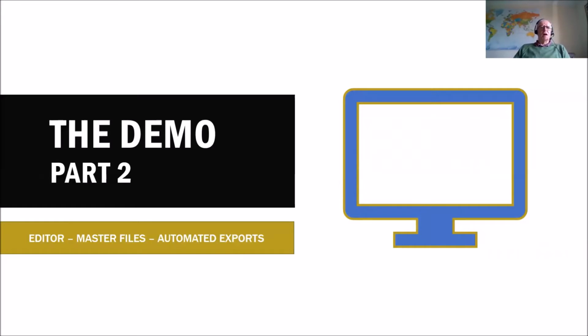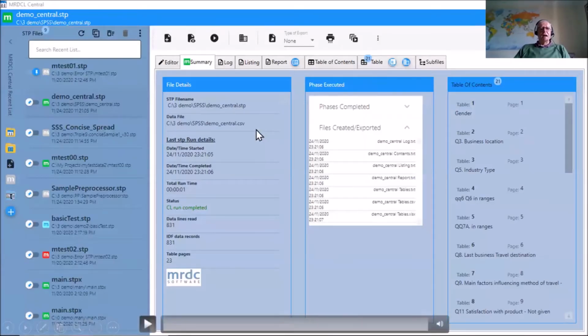So in the second part now, we're going to be looking at the editor that's new to MRDCL and part of MRDCL Central. We're going to look at the concept of having master files and sub files. Again, I repeat what I said earlier on, that anybody who wants to use the original classic version of MRDCL, it's just there like it always has been. So there's no differences here if you don't want to organize your files in this way. And we'll look at some of the automated exports and in fact enhanced exports that are now available in MRDCL. So we're going to go on to that now, and I pass back to Celis.